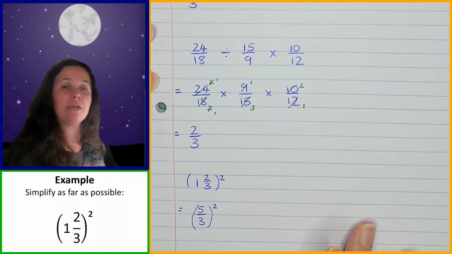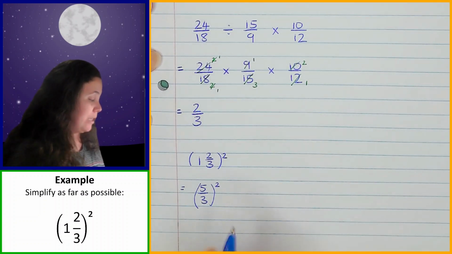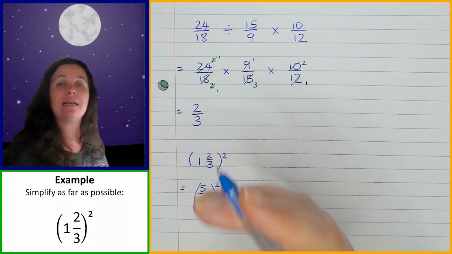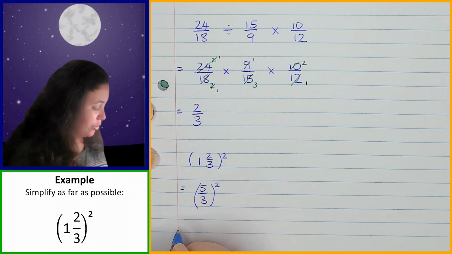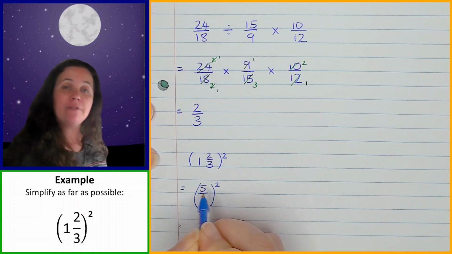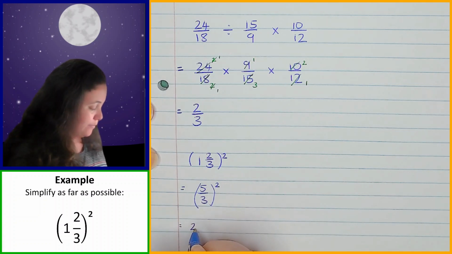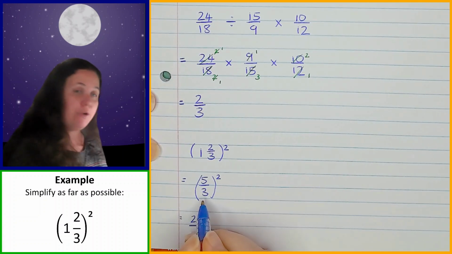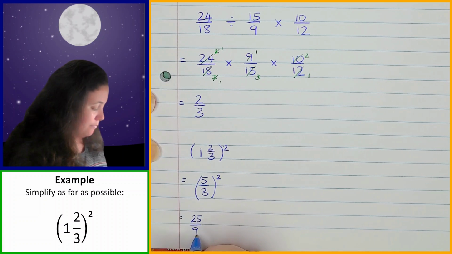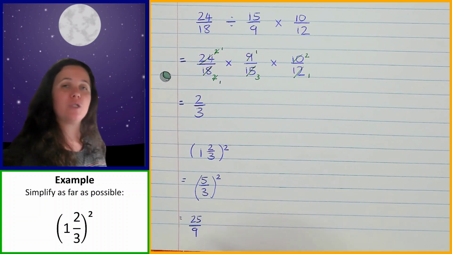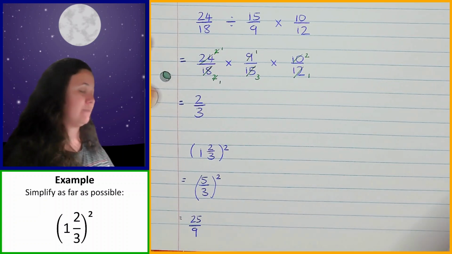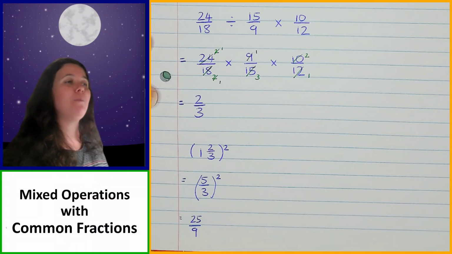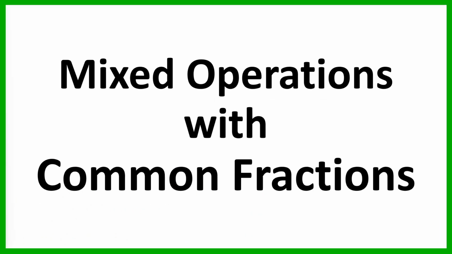Now once I've done that, I need to apply the rule that when we're squaring a fraction, we must square the numerator and the denominator. So when I work this one out, I'm going to get 5 squared, which is 25, over 3 squared, which is 9. So that's what you should get for that one. You square the top and you square the bottom.